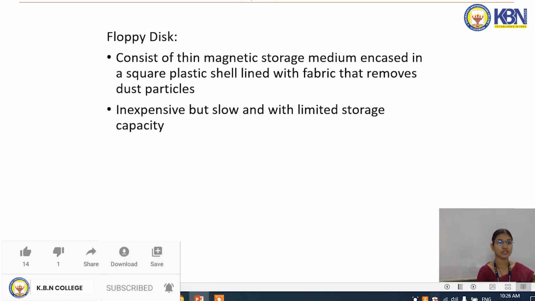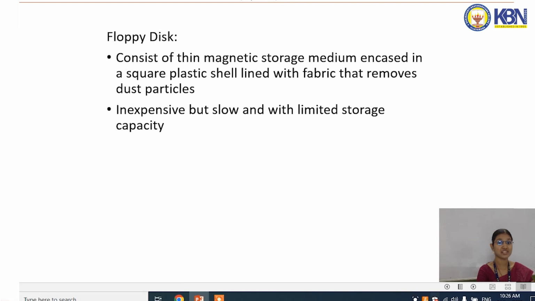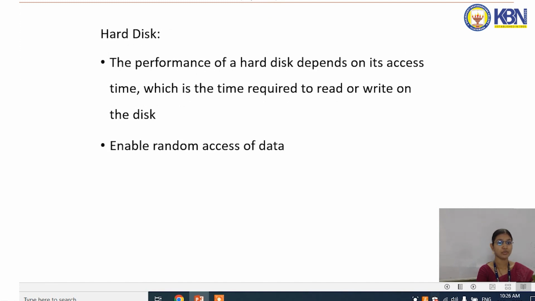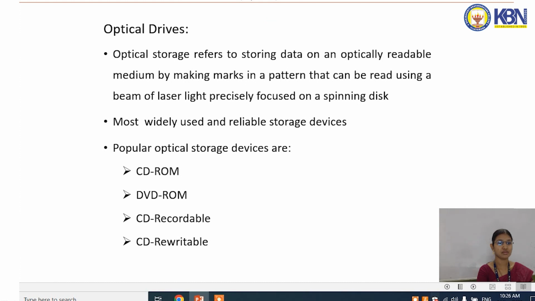Next, coming to floppy disk. It is a thin magnetic storage medium in a square plastic shell, and it is inexpensive but slow and has limited storage capacity. Coming to hard disk, access depends on access time, which is the time you need to read or write on the disk. It enables random access.